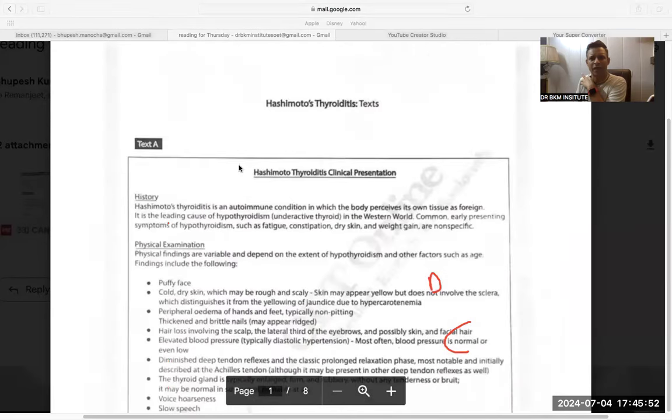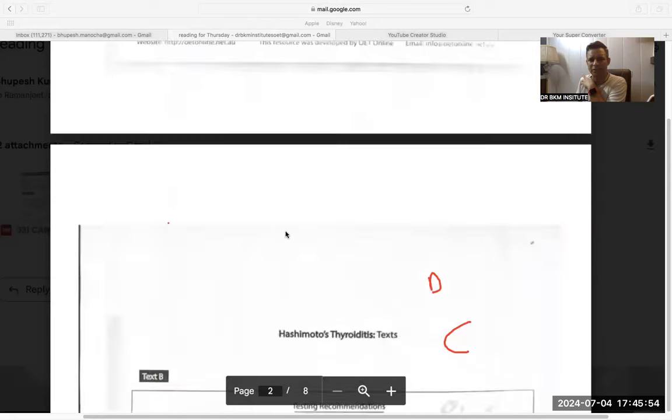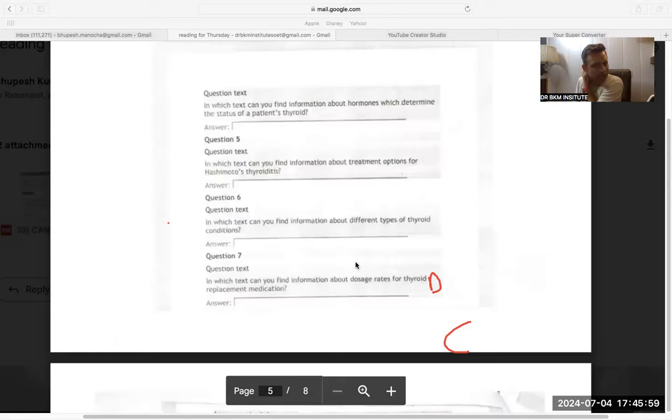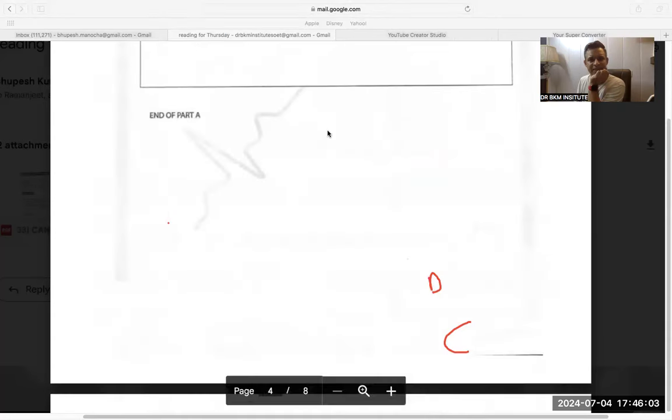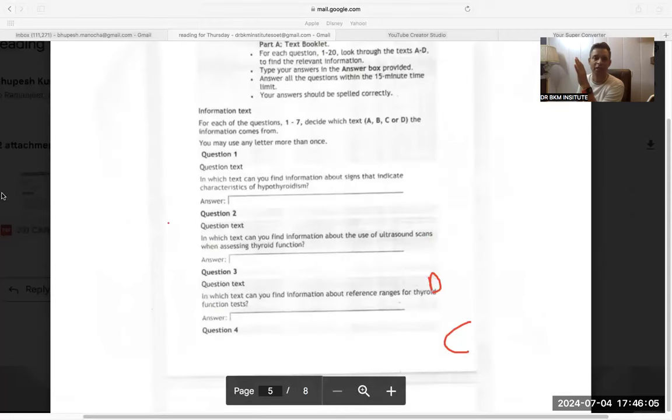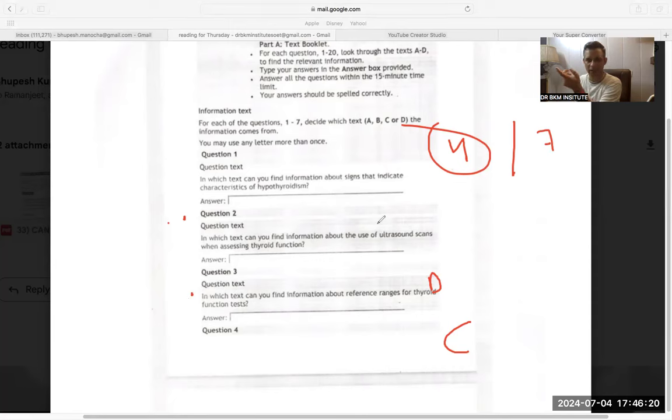That different types of thyroid can be in the introduction. But I think it's also in the part C. And then I go to the treatment options. Dosage rates for the thyroid replacement medication, dosage is given in 100% D. So I have done almost all the questions, but I am sure about at least 4 out of 7. Means second, third question, what I will do, I will put a dot in the final exam that I have to recheck. This I am not sure, and I don't want to miss out on this.